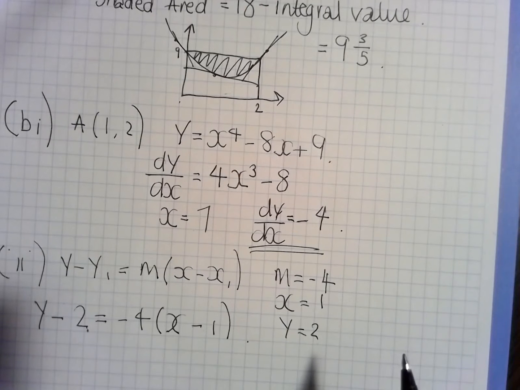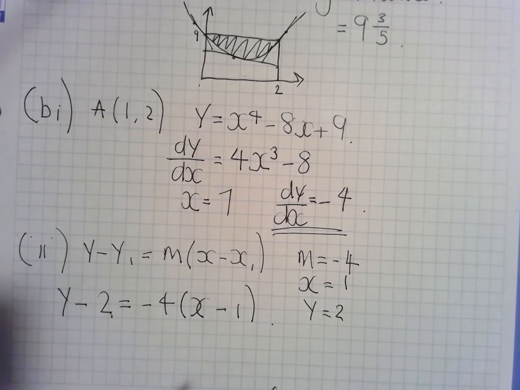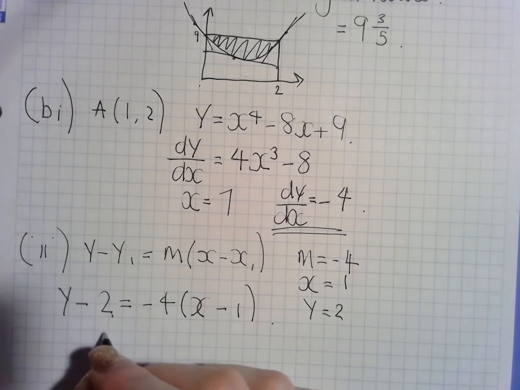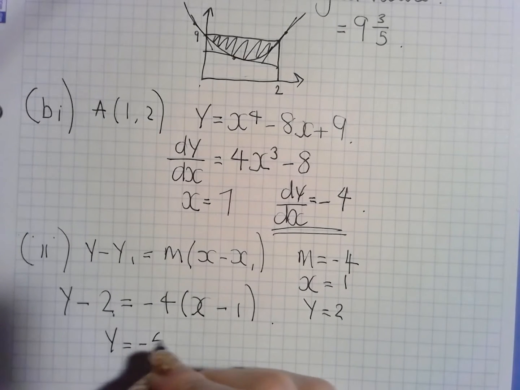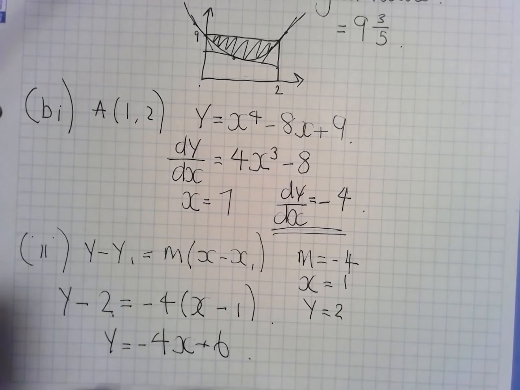You can put that into the straight line form if you want, but I don't think it's completely mandatory. But this equals minus 4x plus 6.